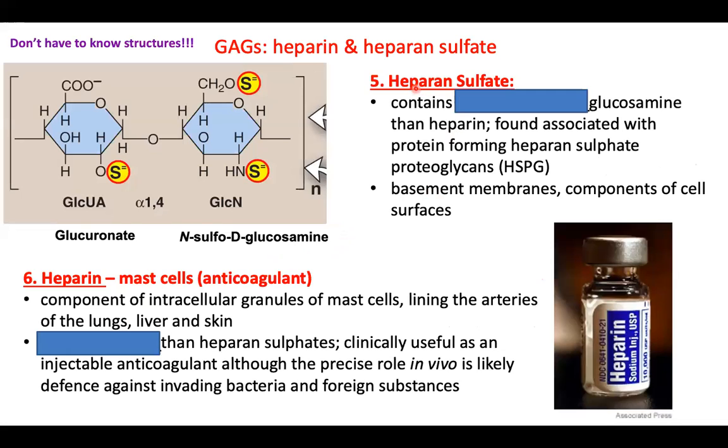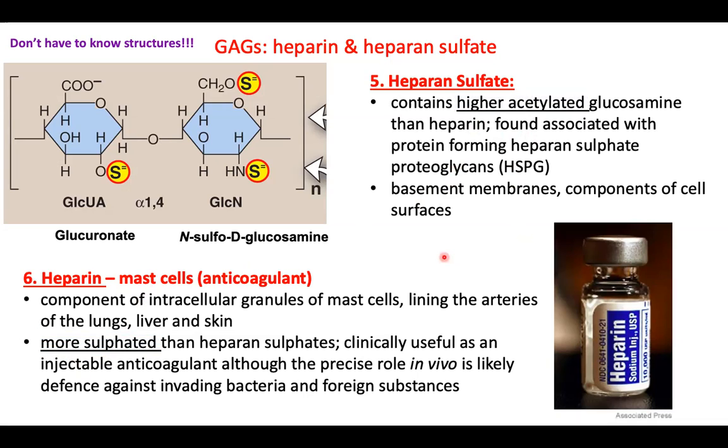Okay, so for heparan sulfate, does it have more, I forgot which one this was. Does it have more sulfate groups or less sulfate groups compared to heparin? Less, right? And does it have more acetyl groups or less acetyl groups? More acetyl groups. Perfect. So it's higher acetylated, but heparin is more sulfated.